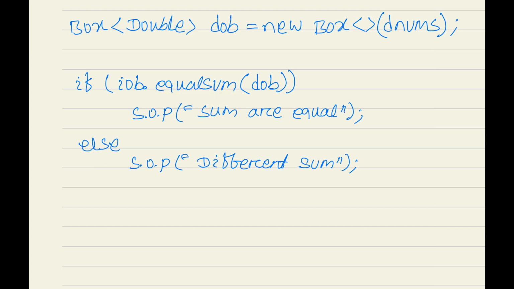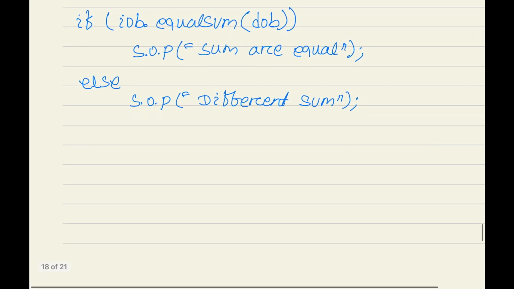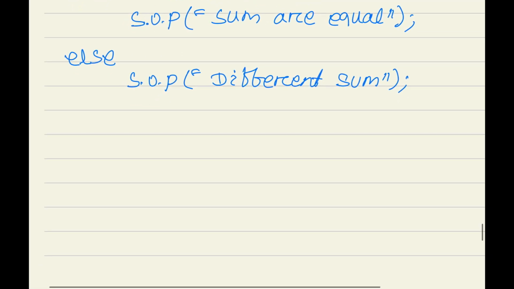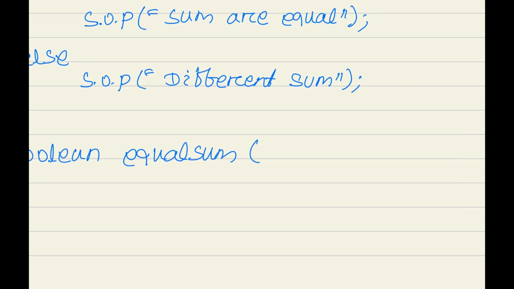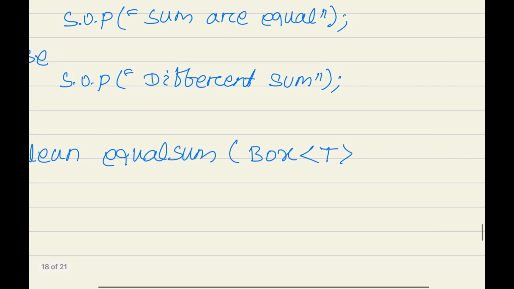Now our objective is to define the equalSum method. This method we have not defined till now, so we will write the equalSum method. What will be the return type of the equalSum method? The return type will be a boolean value. So we can write boolean equalSum, and it is going to take a parameter of Box<T> obj, because Box is a parameterized type.